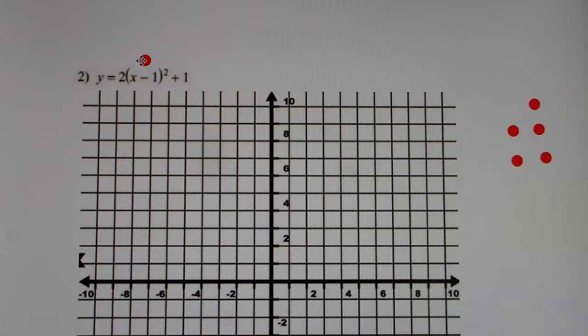So it'll be the opposite of the inside of the parentheses. So the opposite of negative 1 is positive 1, and then 1 up. So 1 to the right, 1 up on our graph. Once we have the vertex, we could type our equation into the graphing calculator.